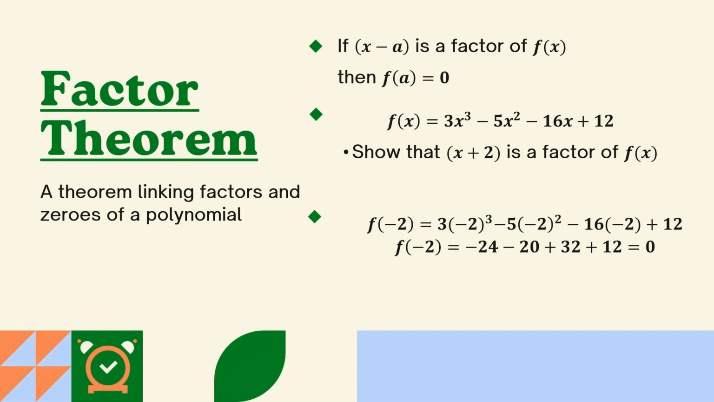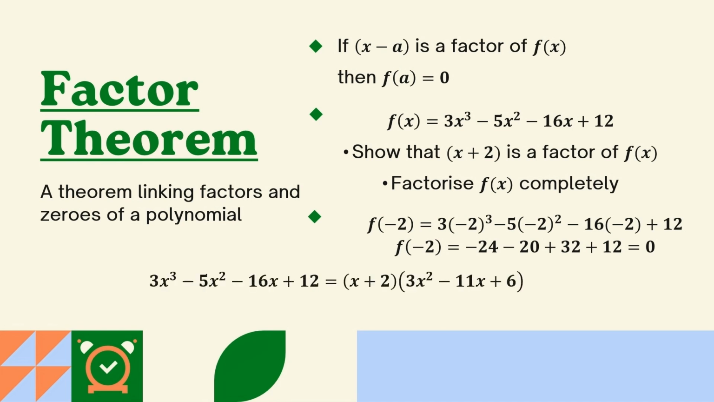because there's no remainder. So it also says to factorize f of x completely. So what you do is that you just do a long division of dividing 3x cubed minus 5x squared minus 16x plus 12 divided by x plus 2 to get the degree of 2. And we can just simplify it from there, like doing a usual factorization.